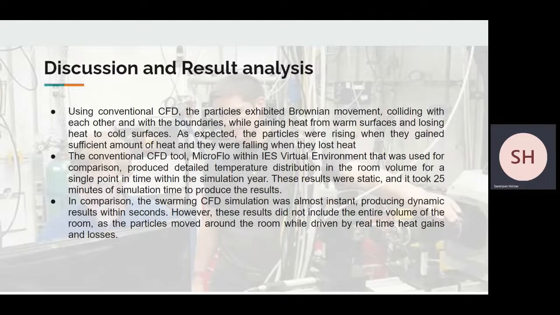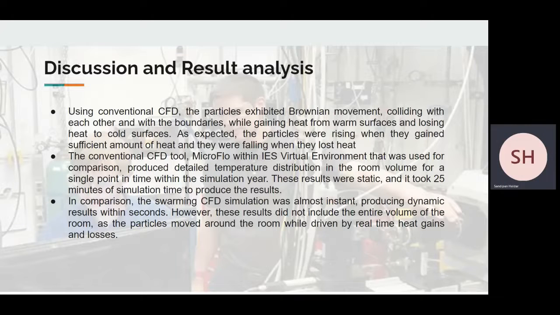However, these results did not include the entire volume of the room, as a particle moves around the room while driven by real-time heat gains and heat losses. So this showed that further development of the swarming CFD is required to cover the entire volume of internal spaces. It is not a simple matter of adding more particles, but would require changes in the model that reduce the impact of color rendering on the speed of the simulation, as well as the introduction of simplified shapes that would render faster than the currently used cones. But they would still indicate the direction of the particle movement.